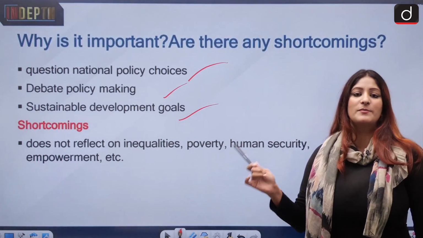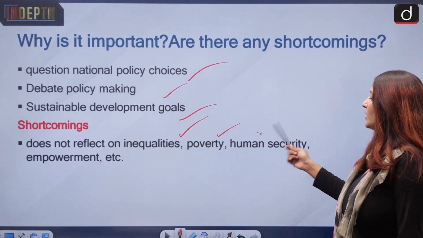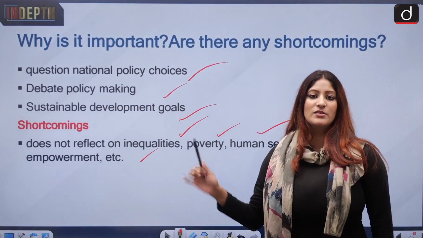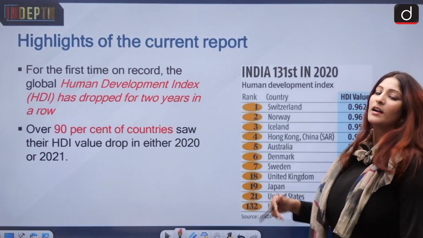A shortcoming of this particular index is that it does not reflect inequalities, poverty, human security and empowerment. That is why we cannot call it comprehensive.